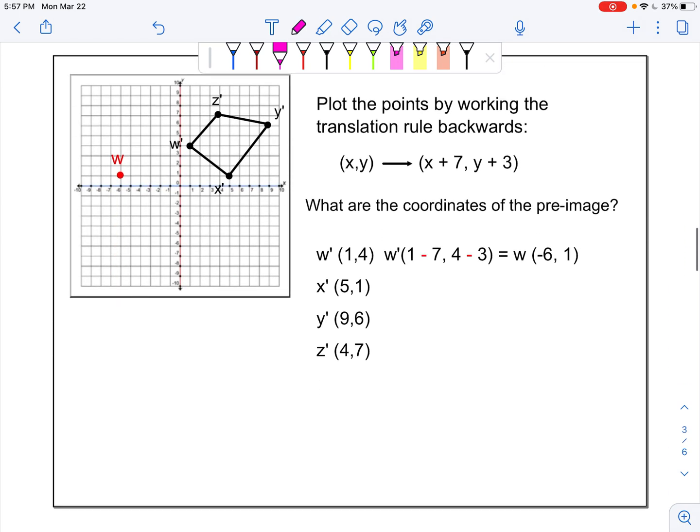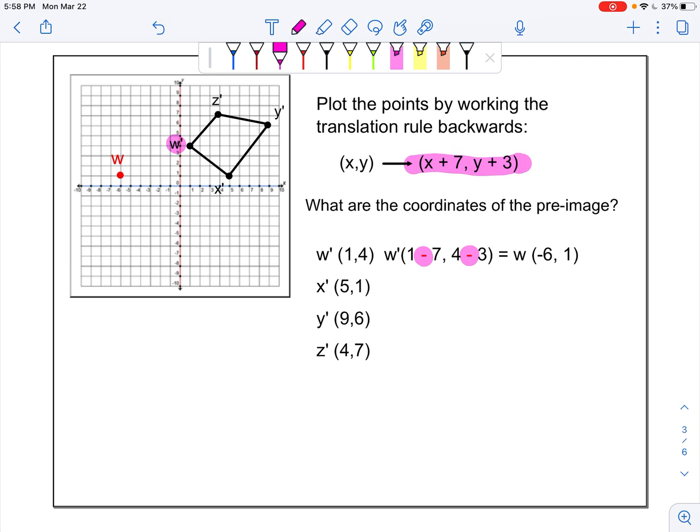So let's just work backwards a little bit. And they're all going to move the same way. So you can see here the original notation was +7, +3, which means it moved to the right and up. So we're going to move to the left and down. So you can see here, instead of adding 7, we subtracted 7, and instead of adding 3, we subtract 3. So this W prime right here is at 1, 4. So we took away 7 and then took away 3, so we ended up at -6, 1.